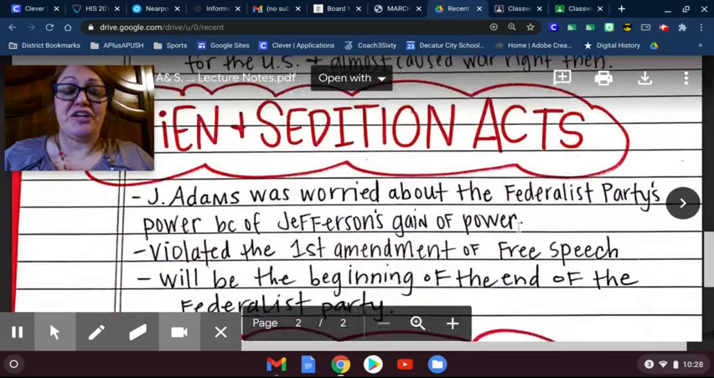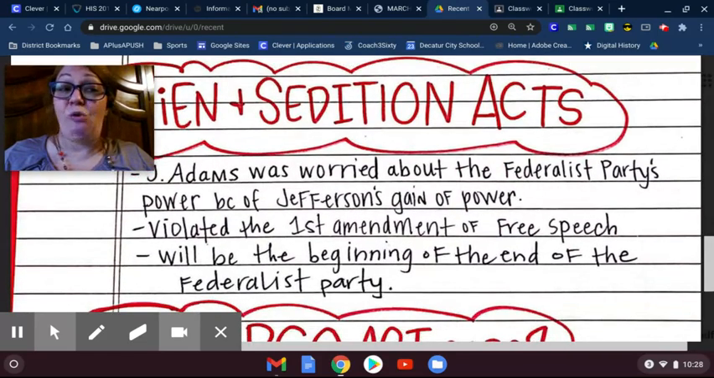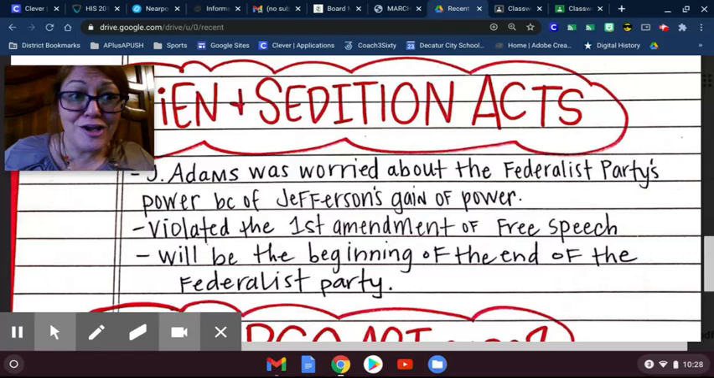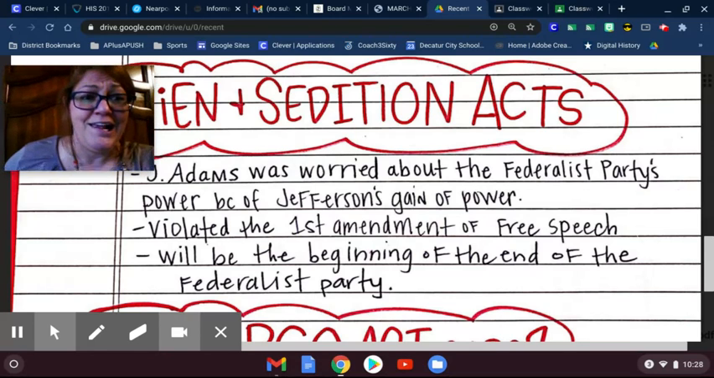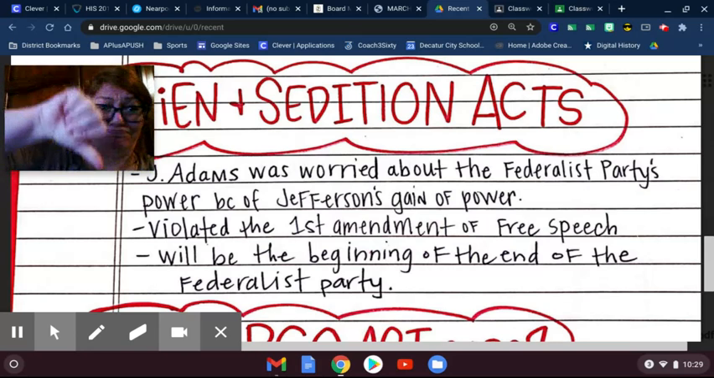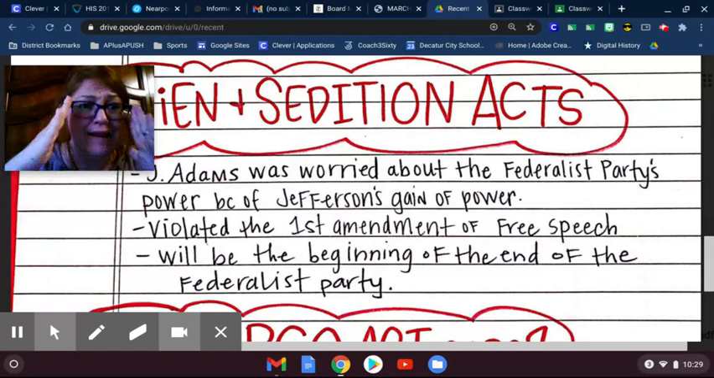The Alien and Sedition Acts. John Adams was worried about the Federalist Party's power because Jefferson's party, remember the Democratic Republicans, were gaining power. Adams didn't want to lose. So he thought, okay, I'll make this act, and I have Federalists in power to pass it. It violated the First Amendment of free speech. It says that the press can't talk bad about the president or Congress.